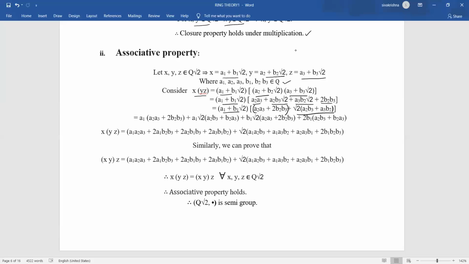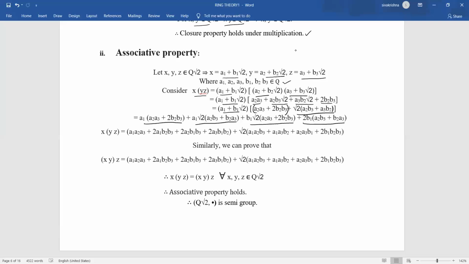Product yz with x. So the first term of x is a1 and the first term of yz is a2 a3 plus 2b2 b3. So I have written a1 into a2 a3 plus 2b2 b3. Once again, the first term of x with the second term of yz. So we get a1 into root 2 of a2 b3 plus b2 a3. And the second term of x with the first term of yz, we get b1 root 2 into a2 a3 plus 2b2 b3. And finally, second term of x with second term of yz, we get 2b1 into a2 b3 plus b2 a3.